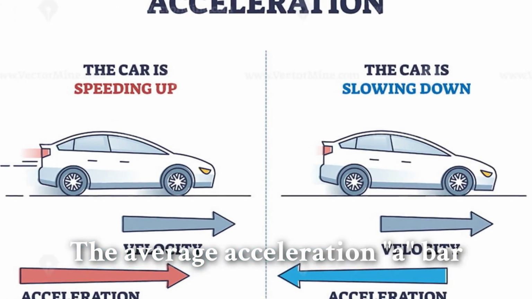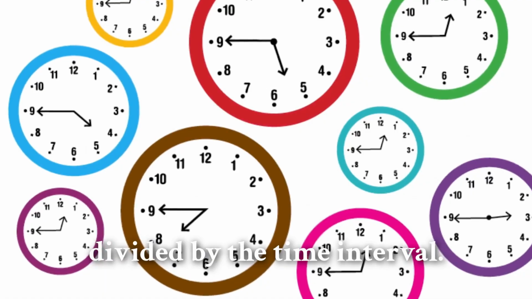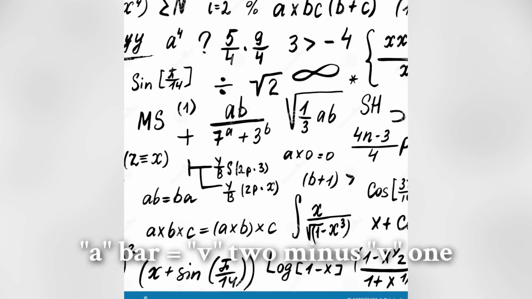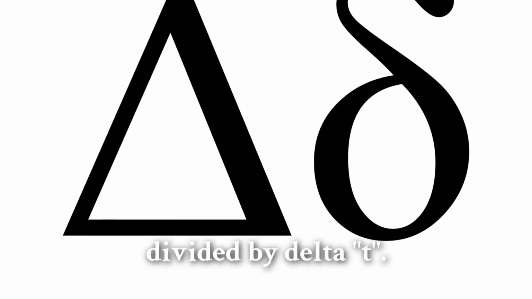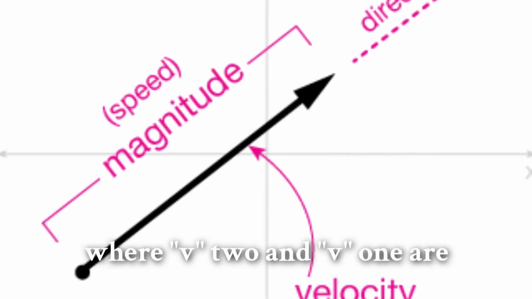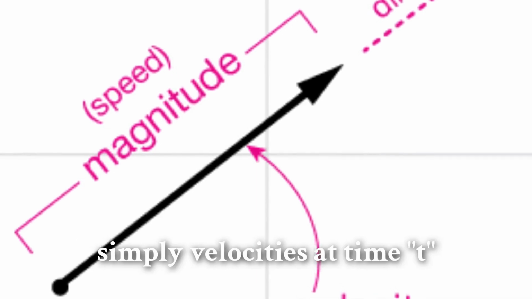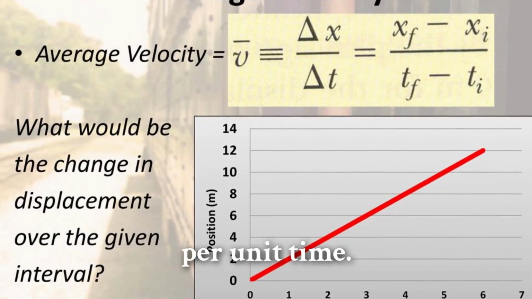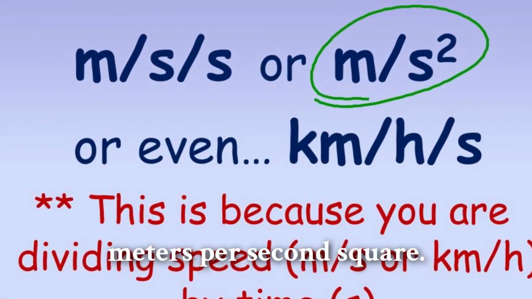The average acceleration, a bar, over a time interval is defined as the change of velocity divided by the time interval. a bar equals (v2 minus v1) divided by (t2 minus t1), which is equal to delta v divided by delta t, where v2 and v1 are the instantaneous velocities or simply velocities at times t2 and t1. It is the average change of velocity per unit time. The SI unit of acceleration is meters per second squared.